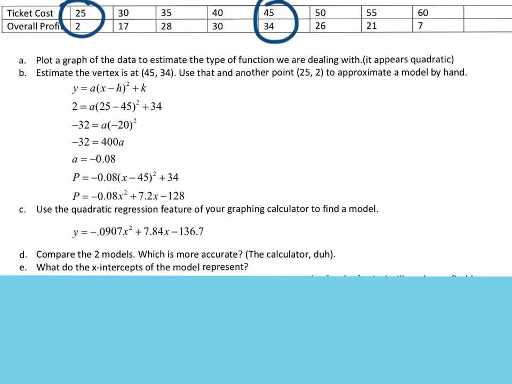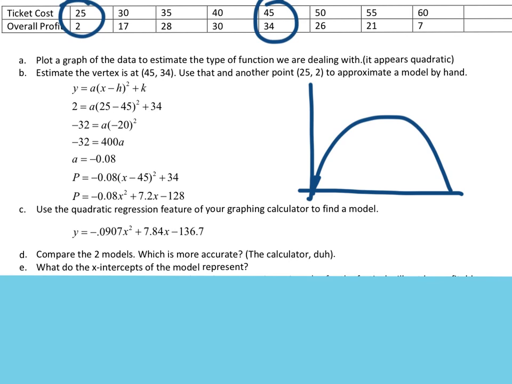What do the x-intercepts of the model represent? If our model looked something like this, our x-intercepts would be here and here. And what does that mean? Think about what your axes mean whenever you're trying to figure out what the x-intercepts mean. x is your ticket cost and y is your profit. So on the x-axis, your profit is 0. That means the x-intercepts are going to be the ticket prices where you won't make any money.